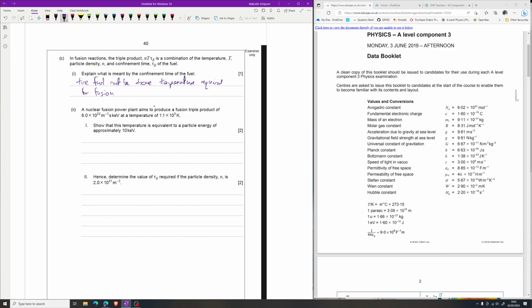So fusion triple product of that at a temperature of 1.1 times 10 to the 8 Kelvin. So that is pretty hot. We're at about 100 million Kelvin there. Show that this temperature is equivalent to a particle energy of about 10 keV. So mean particle energies are approximately kT for plasmas and such, rather than 3/2 kT that you would use in an ideal gas law. So mean particle energy is approximately kT. It's just the Boltzmann constant, 1.38 times 10 to the minus 23, multiplied by this temperature.